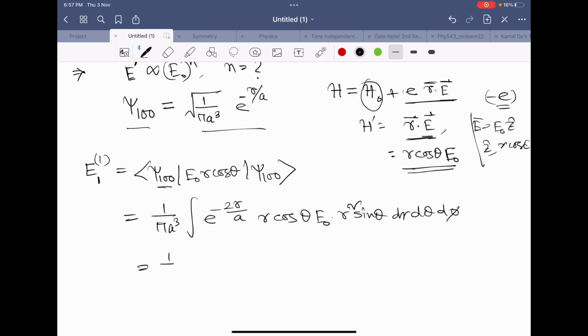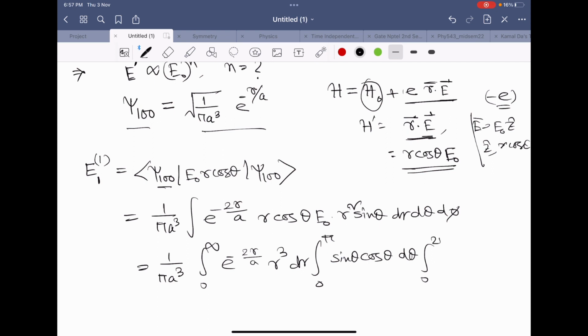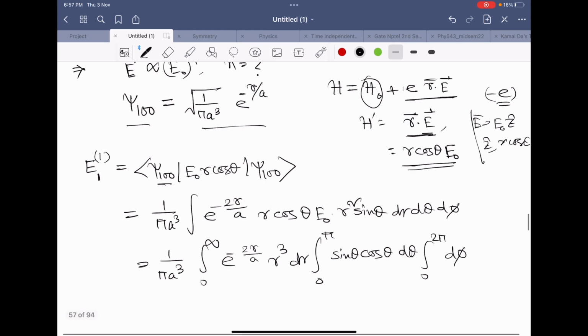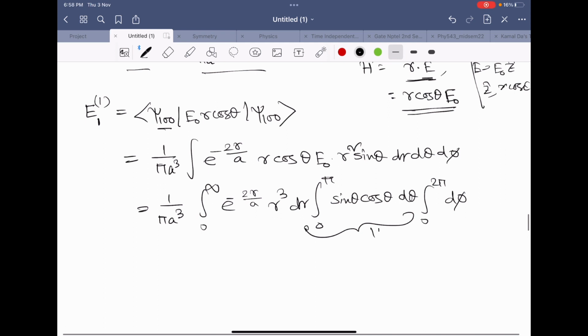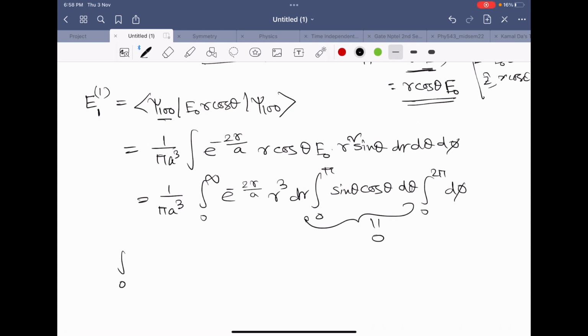So 1 by pi a cube, integral 0 to infinity e to the power minus 2r by a r cube dr, and 0 to pi sine theta cos theta d theta, and 0 to 2 pi d phi. Now you don't need to do the total integration, you just do the theta integration. You will see that this part will give us 0. So we can do this, right? This is sine theta cos theta d theta.